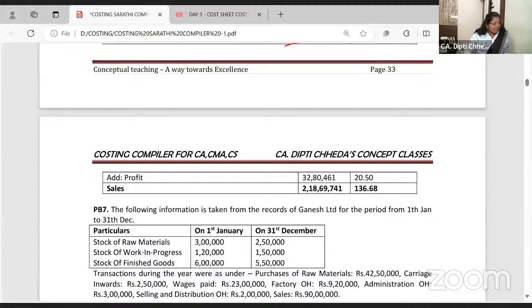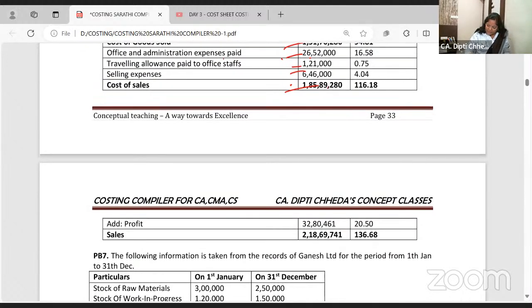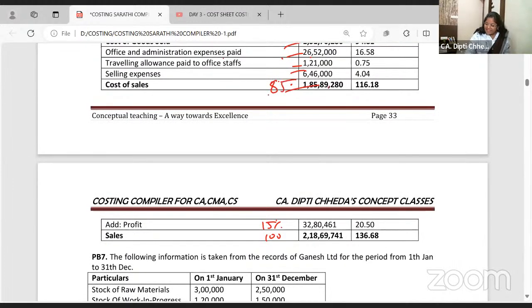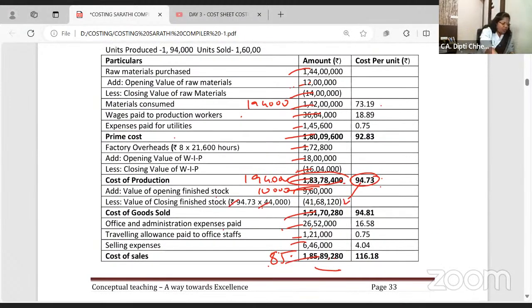Cost of the sales. And then they have said profit is 15% on sales. 15% on sales. So this is 85. 85 is this much. So 15 is this much. Can you cross multiply? 185, 89, 280 in your calculator. Multiplied by 15. Divide by 85. कितना आ रहा है देखो? 32,80,461. And then you get the sales. Followed all of you?